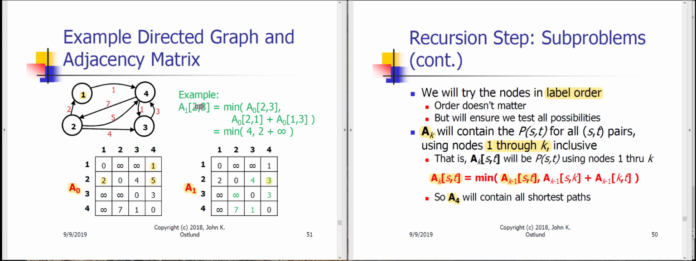The cost in A sub 1 of going from 2 to 3 was the minimum of that same cell value from A sub 0, or the sum of the cell values where we're using node 1 as an intermediate node between node 2 and node 3. All right, so that's what this messy formula means. Let's take a look next at A sub 2.